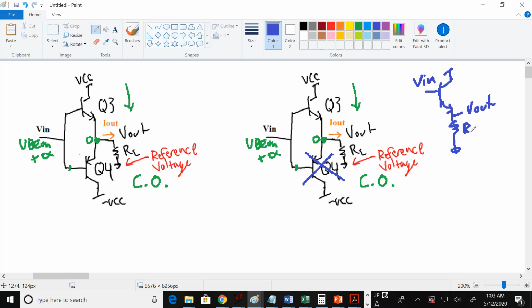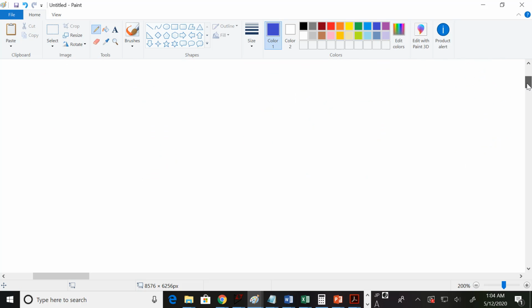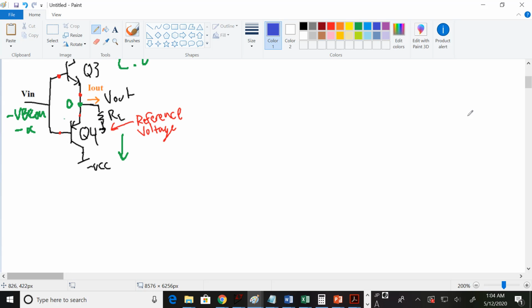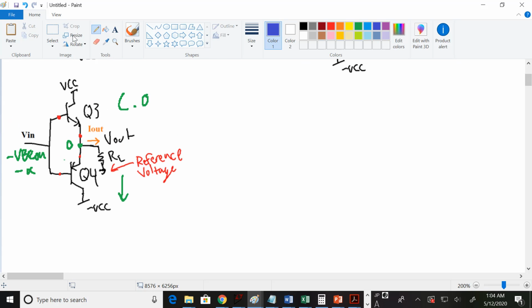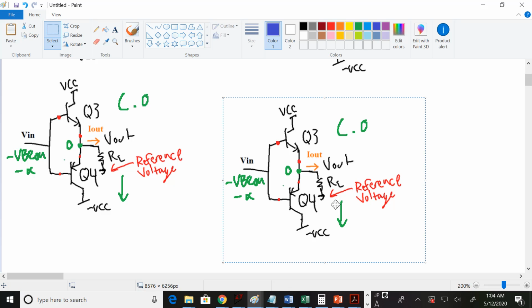This RL becomes the bottom half of a common collector. So when Q4 is off and Q3 is on, you just have exactly a common collector. Okay. Then when you look at the other, when Vin goes down, VBE on, now Q3 is in cutoff, so it's gone.